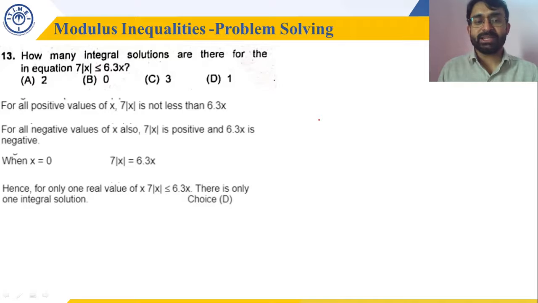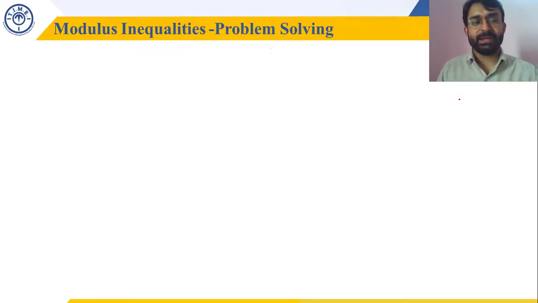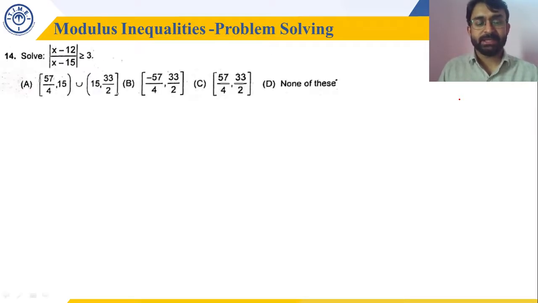Fine. Now the question is not asking what is the value of x. They are asking how many integral values. So don't mark answer 0. It's going to be wrong. The question is asking how many integral values. Answer choice is one integral value, which is 0. Answer choice is D, Delhi. Is that okay? Fine. Let's move ahead to the next question.